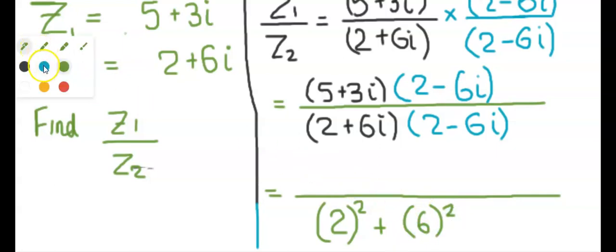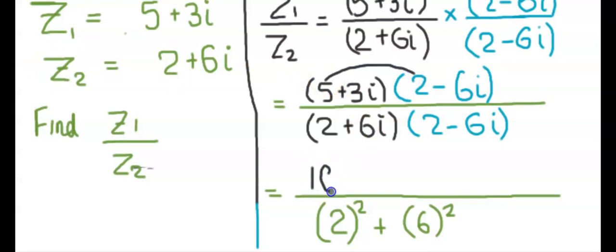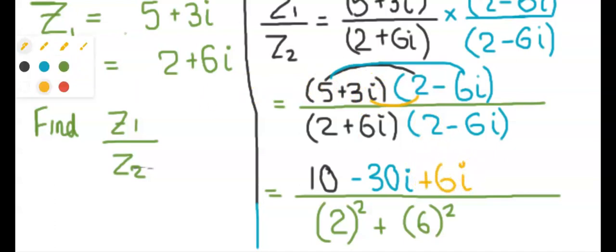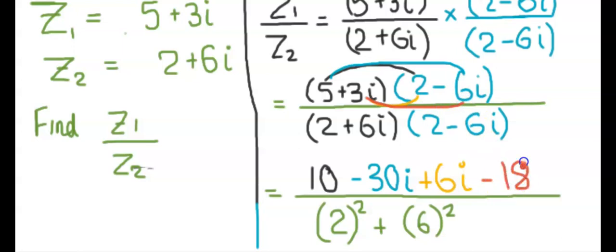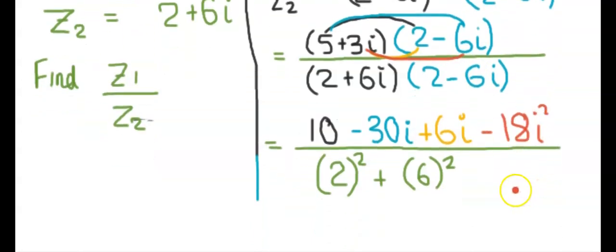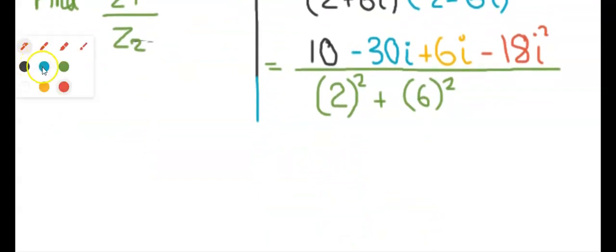Now the top one, you're going to use the long method. So this times that, which is a 10. Then this times that, which is minus 30i. Now you do this times that, which is 6i. And then you do this times that, which is minus 18i square.